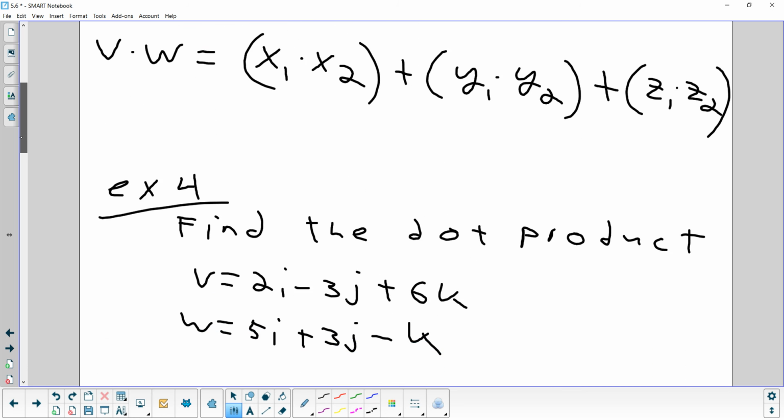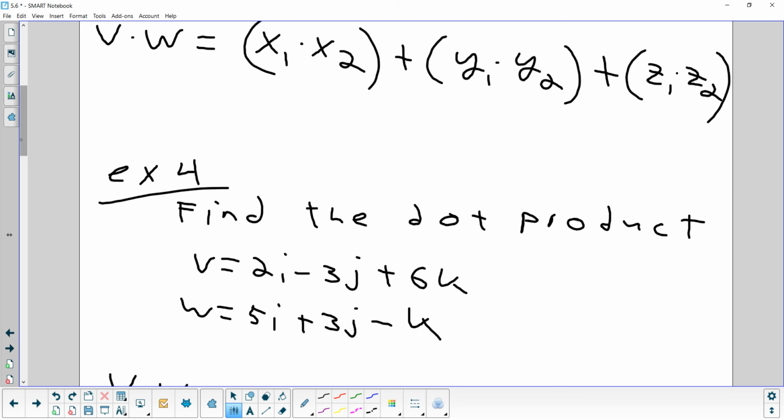All right, so let's take these 2 vectors and find the dot product. 2i minus 3j plus 6k, and 5i plus 3j minus k.